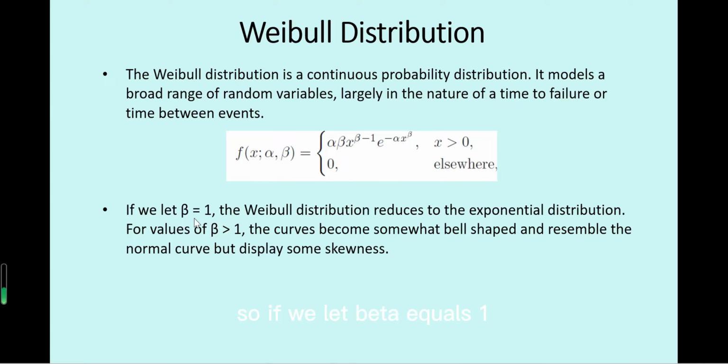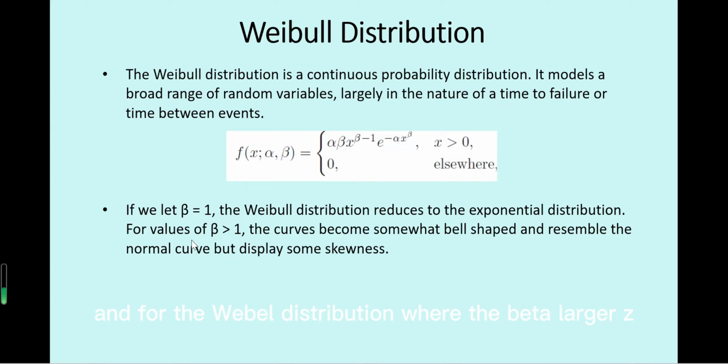So if we let beta equal 1, the Weibull distribution becomes the exponential distribution. So exponential distribution is a special case of Weibull distribution. And we have learned exponential distribution is also a special case of gamma distribution, right?